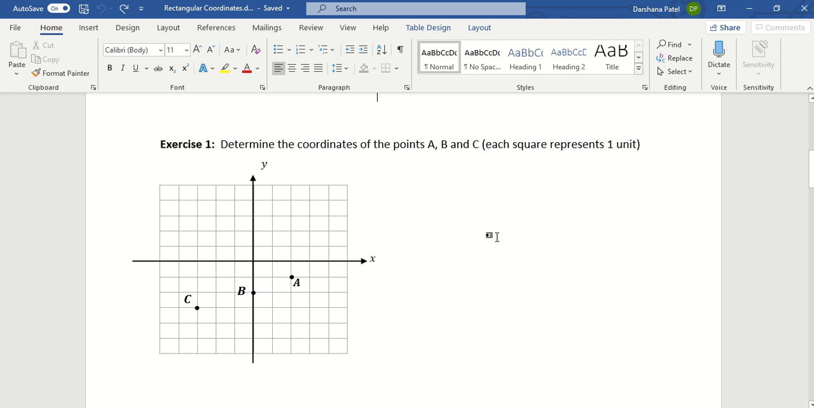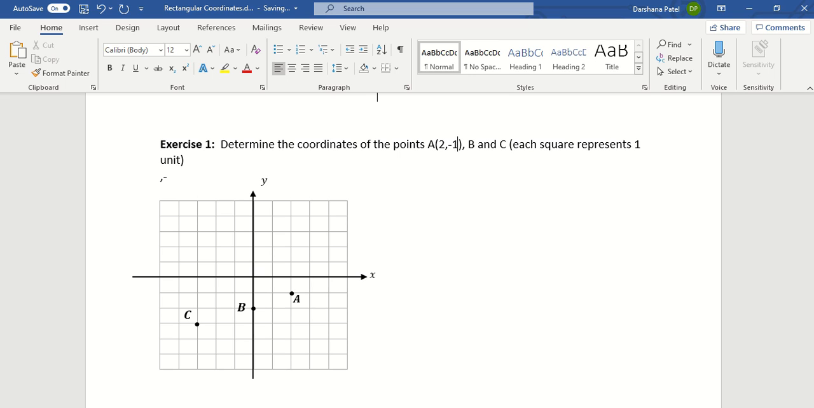Exercise 1. Determine the coordinates of A, B, and C. So A here, assuming that each square is 1 unit, we go 1, 2, so the x value is 2, and 1 down, y value is negative 1. So A is basically written as x being 2, y being negative 1, like this.